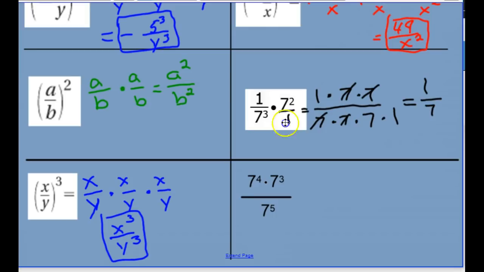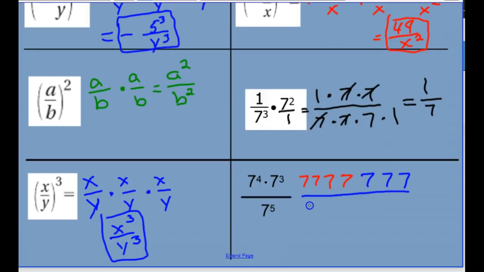Alright, so our last problem on this slide, we have 7 to the 4th times 7 to the 3rd. So what that means is we're going to write our first term, 7 to the 4th, so write 4 7s. And we also have 3 more 7s, so we need to write 3 more 7s. So on the top and all together we have 1, 2, 3, 4, 5, 6, 7 7s.